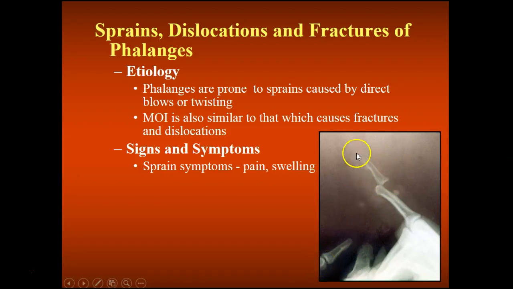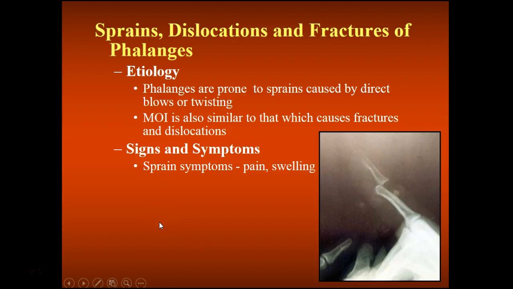And so anytime you have a direct force that either causes a valgus or a varus moment, then you'll have a sprain of a joint. And if the joint doesn't sprain, then that force gets transmitted to the bone, at which point in time then we either have a fracture or what we see here is a complete dislocation of an interphalangeal joint.